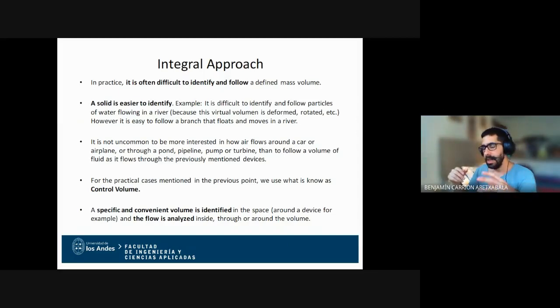Okay. Now, it is important how you define your control volume. It could be fixed on space, or it could be moving. For instance, if you want to analyze an airplane, you're normally going to draw a control volume around your airplane to describe how air flows around it. So in that case, your control volume is actually moving through space, right?